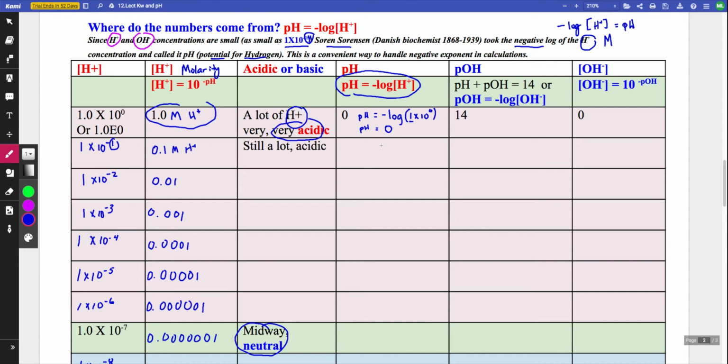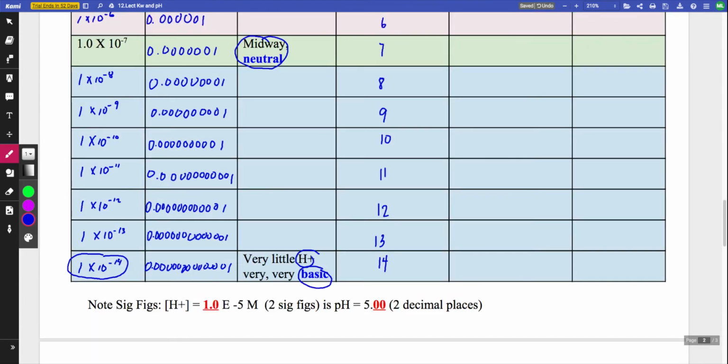Now that you know how to get the pH using the calculator, to get the pH of 1 times 10 to the negative 1, it's just going to be the power of the 10, which is negative 1 times the negative 1. So this will be pH is equal to negative log 1 times 10 to the negative 1. So this is going to be pH of 1. This is going to be pH of, you guessed it, 2, 3, and so on. So I wrote, this is pH 14.